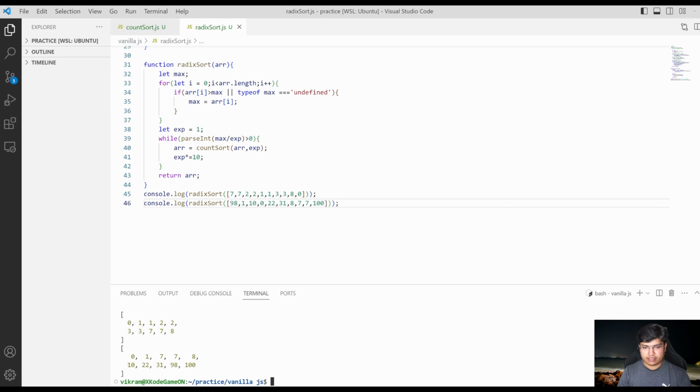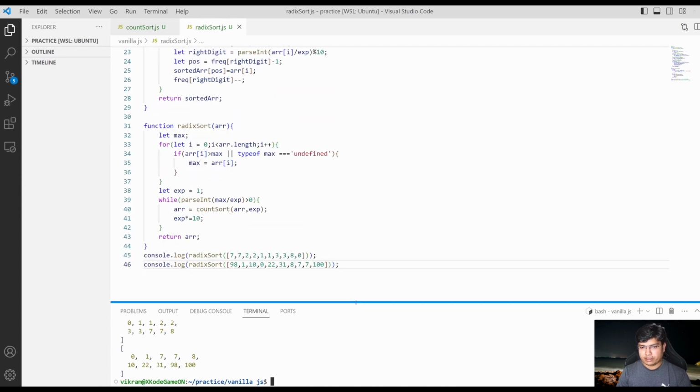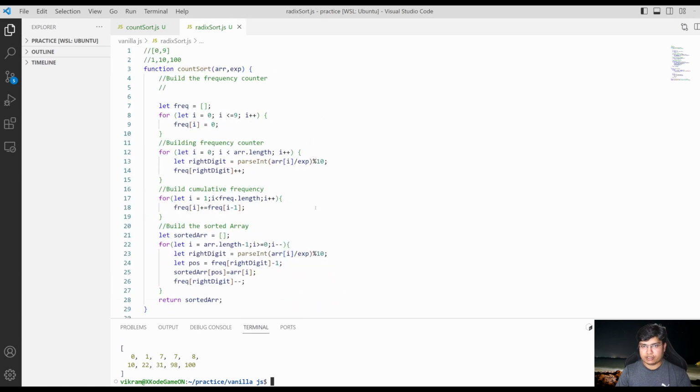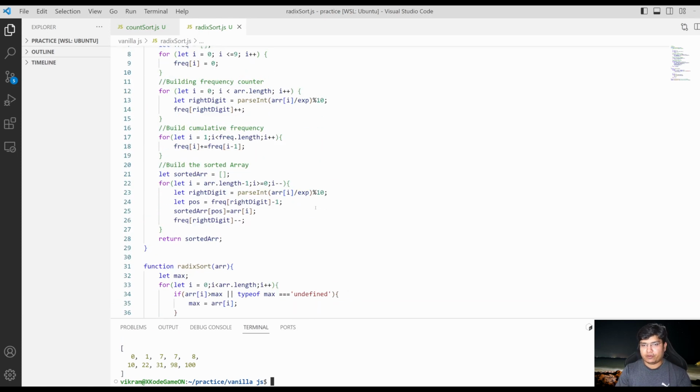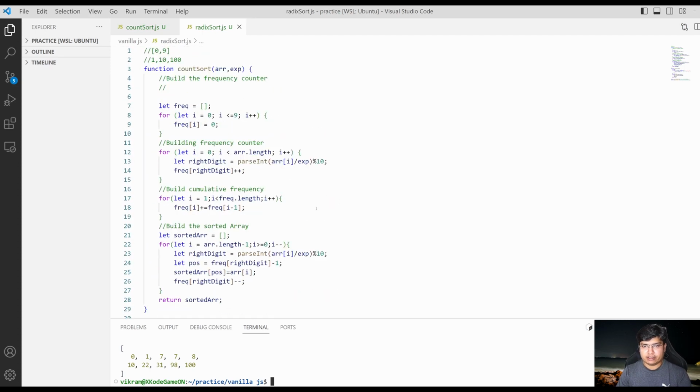0, 1, 7, 7, 8, 10, 22, 31, 98, 100. So they are in the sorted form now. This is how the Radix sort works. It's quite interesting how we could sort these numbers in a very efficient manner by extracting one digit at a time from the right. We also saw how we improvised on count sort and built a function which is more efficient and does not require a lot of memory as well. Thanks for watching.